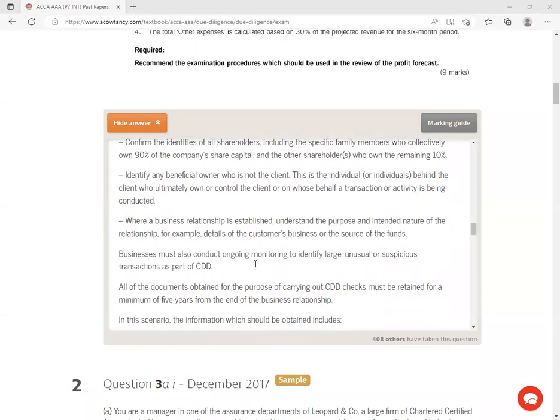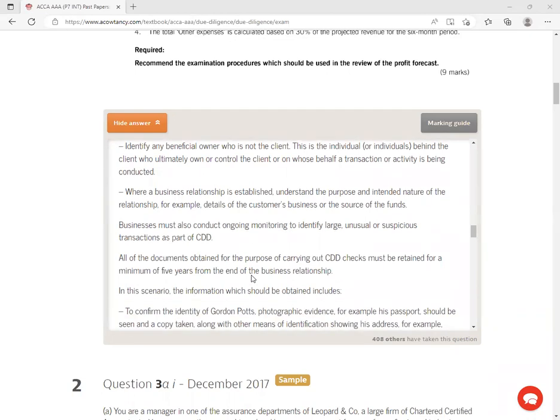Businesses must also conduct ongoing monitoring to identify large, unusual, or suspicious transactions as part of CDD. So anytime you're doing this customer due diligence, it's important to just get the bank statements. Try to see if there is a day that they deposited huge chunks of money in a statement. In this case, you try to identify this large, unusual, or suspicious transaction.